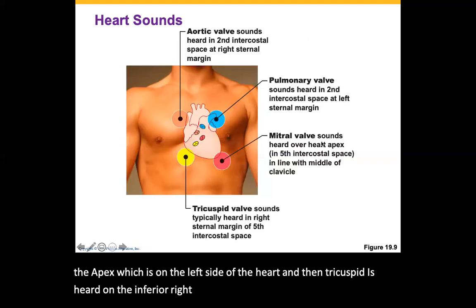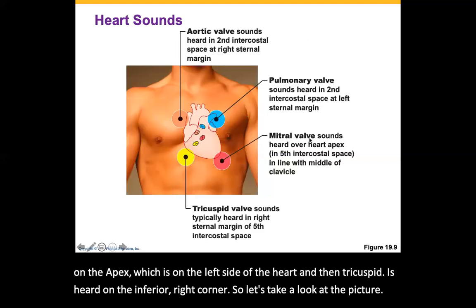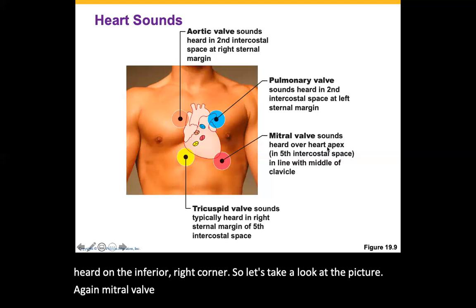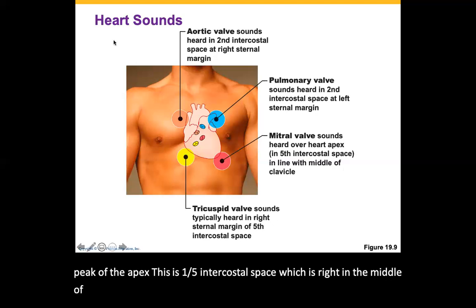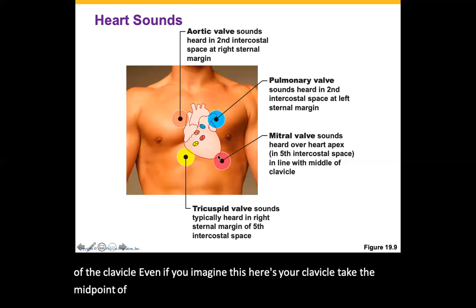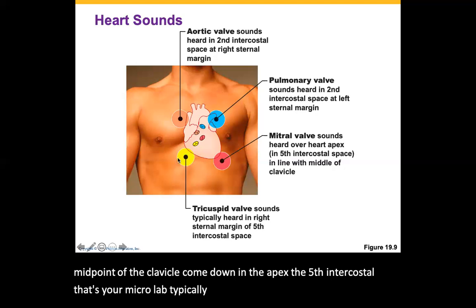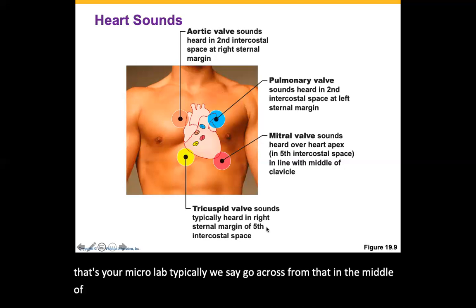So let's take a look at the picture. Again, mitral valve sounds are heard over the heart apex. Again, here's the peak of the apex. This is the fifth intercostal space, which is right in the middle of the clavicle. So if you imagine this, here's your clavicle. Take the midpoint of the clavicle, come down. In the apex, the fifth intercostal, that's your mitral valve. Typically, we say go across from that in the middle of the right sternal margin.